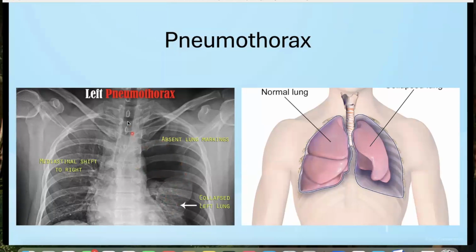We also can see that this is actually a tension pneumothorax because our trachea is deviated off to this right side. So this is definitely under pressure. This definitely needs a needle placed in it.